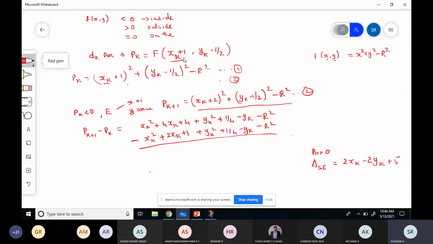Now what will happen? xk got cancelled, r square got cancelled. Same terms you cancel. So you are left with these two: 4 minus 2 will be 2 times xk, and 4 minus 1 will be 3. So when you're taking E, where the point pk is less than 0, what will be the difference you are getting? 2 times xk plus 3. Any doubts so far?